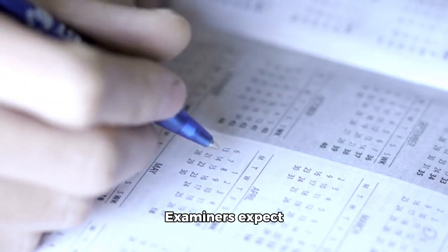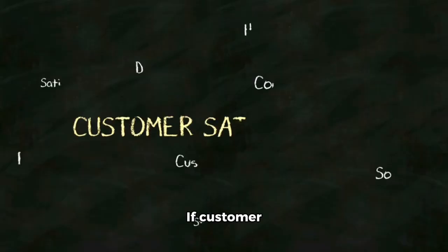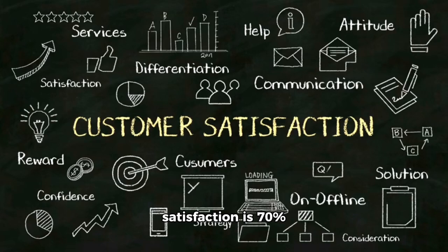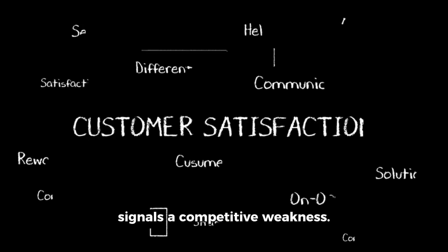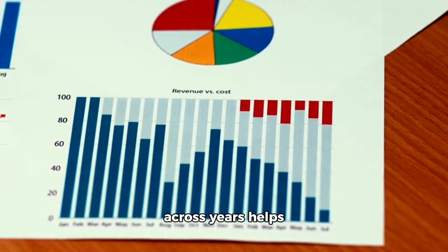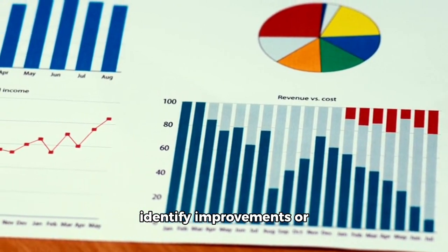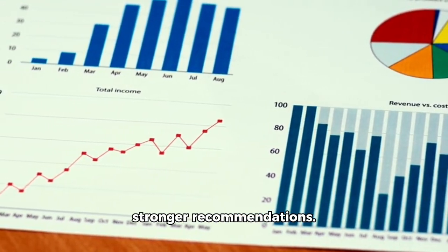Examiners expect comparisons and benchmarks. If customer satisfaction is 70% while competitors average 85%, this signals a competitive weakness. Comparing financial data across years helps identify improvements or declines, allowing for stronger recommendations.